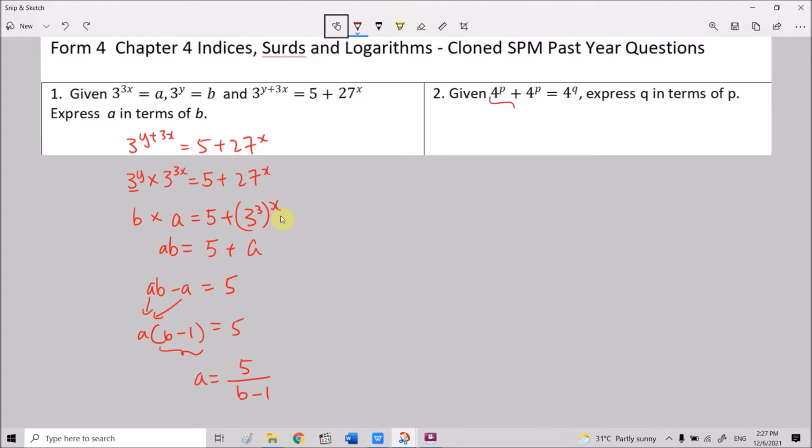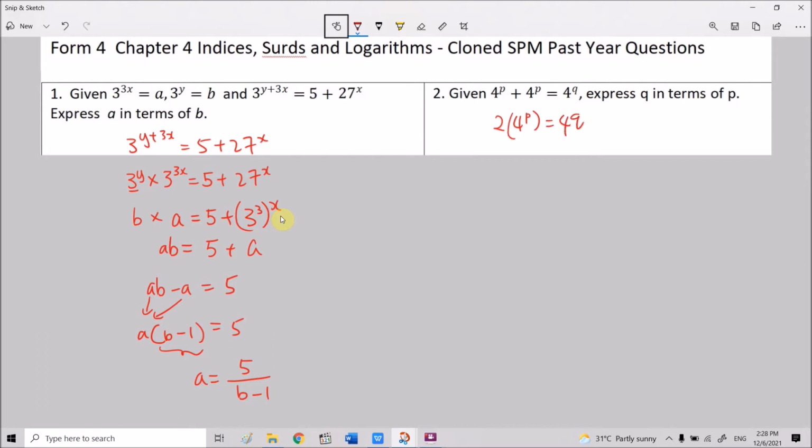So for this part, you notice that these two terms are the same, so we can simplify this. 4^p plus 4^p is actually 2 times 4^p. If you don't understand why, you can treat this as a. You see, if a plus a, you get 2a. Okay, so 4 to the power of p plus 4 to the power of p is actually 2 times 4^p, which is 4 to the power of q.